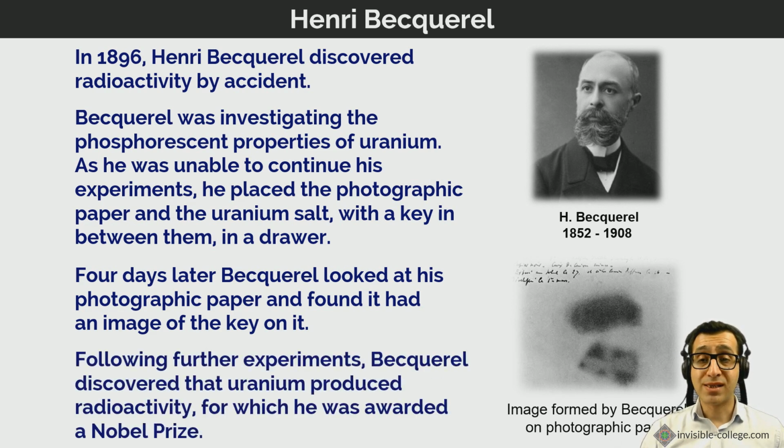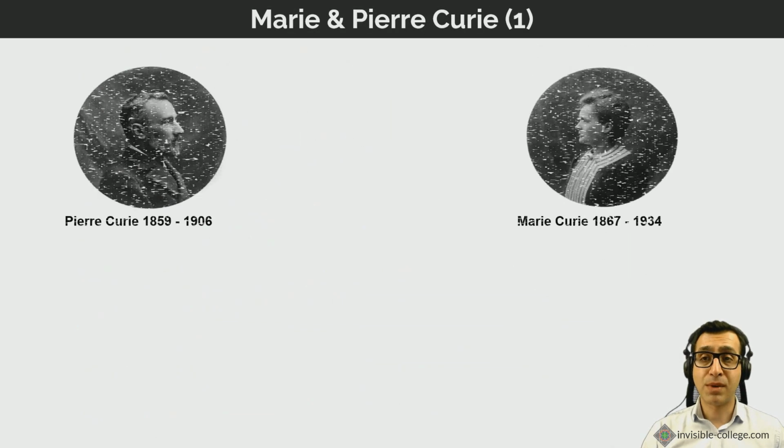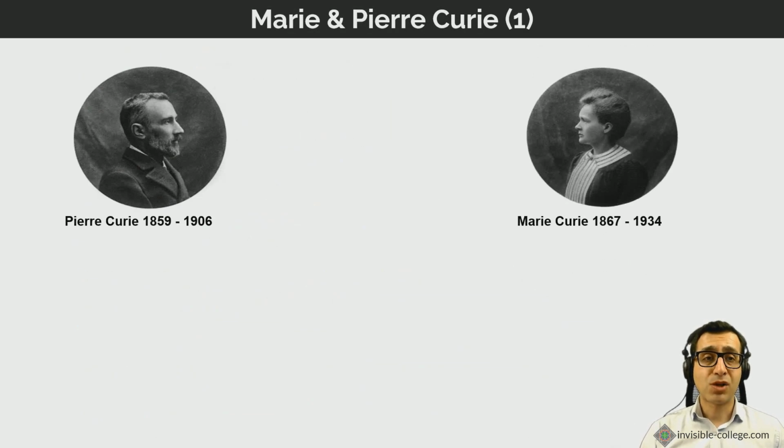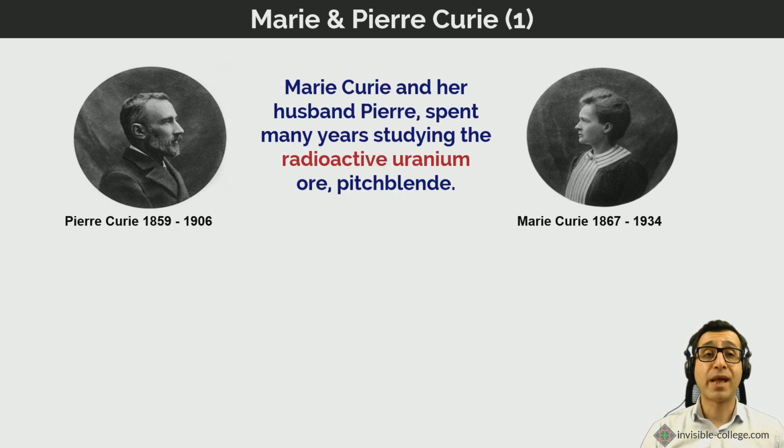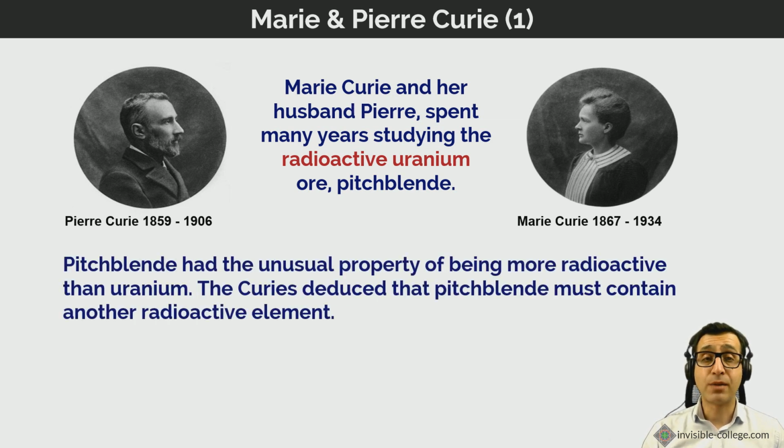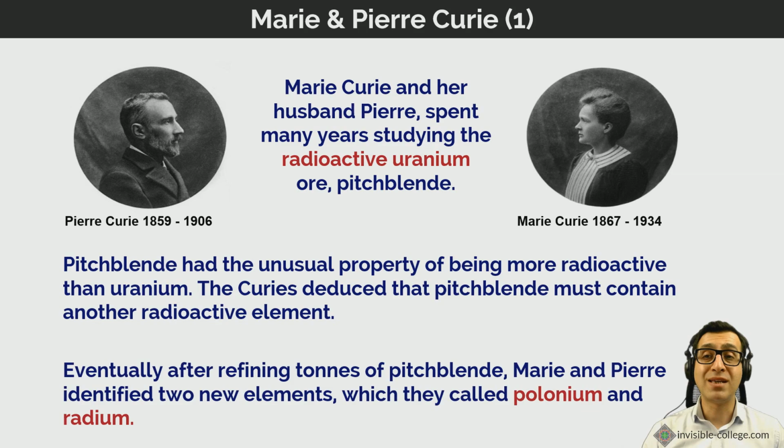Now his work was continued by the Curies, Marie and Pierre Curie, and so they spent many years studying uranium ore, which is called pitchblende. So pitchblende has the unusual property of being more radioactive than uranium. So the Curies deduced that pitchblende must contain another radioactive element. Eventually, after refining tons of pitchblende, they identified two new elements which they gave the names polonium and radium to.